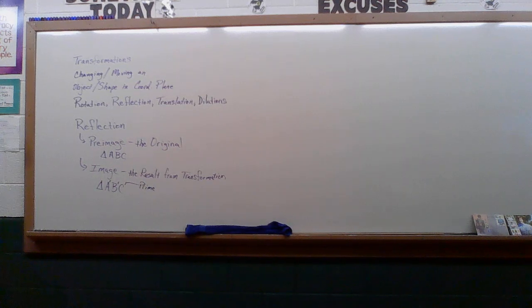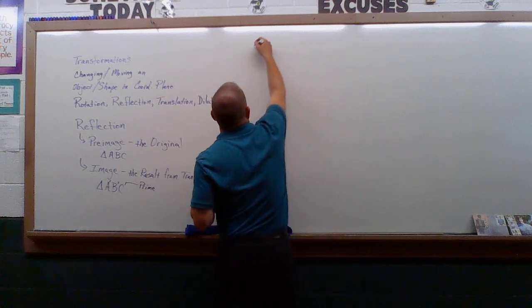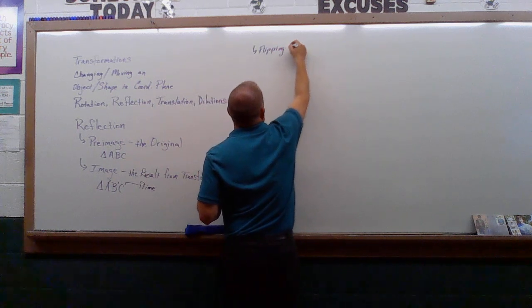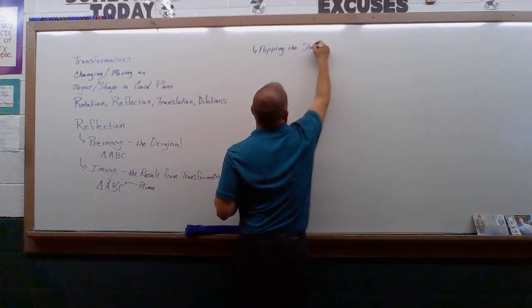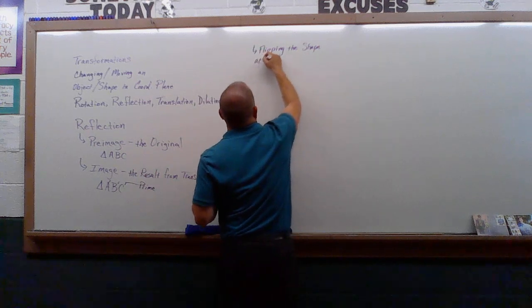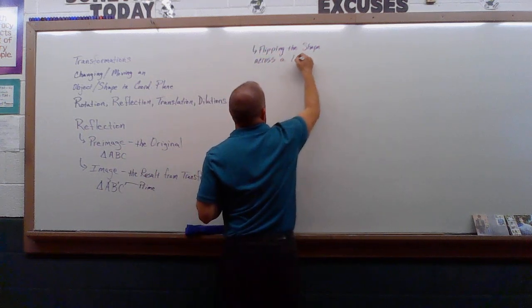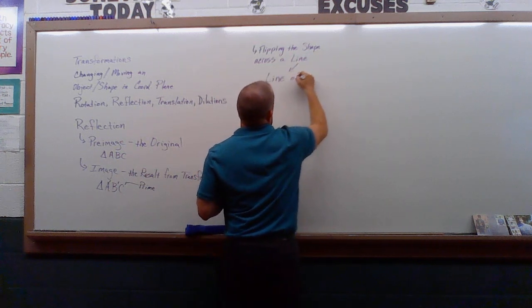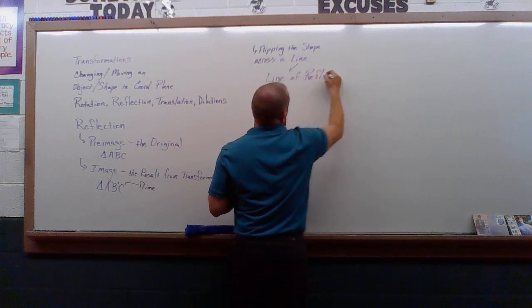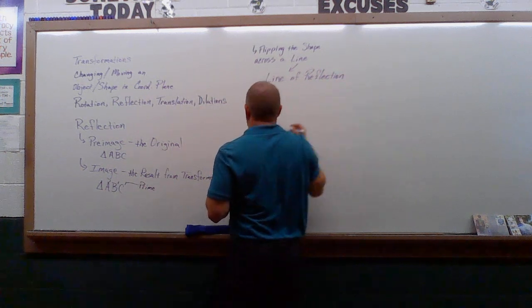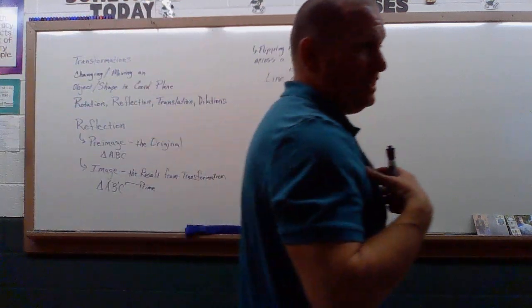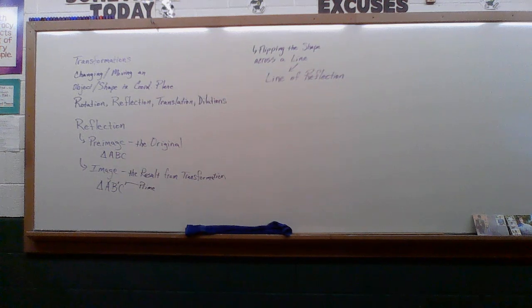So for there, then, we go into a reflection, and as somebody said, it is flipping the shape across a line. So obviously, this is going to be called the line of reflection. So this can be anywhere that we want it to be on our coordinate plane. It could be the y-axis, could be the x-axis, it could be any line, it could be a vertical line, it could be a horizontal line.